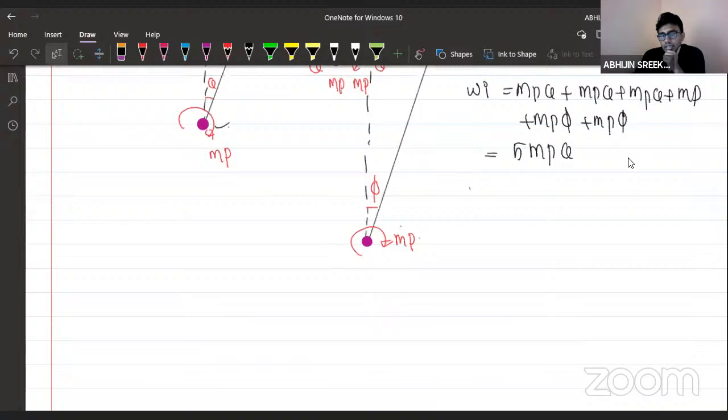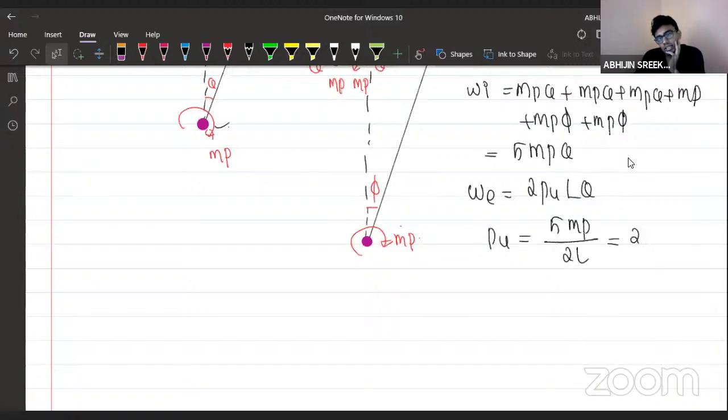And external work done will be equal to 2 PU L theta, that is PU into L theta plus PU into L theta. So from this I can say PU will be equal to 5 MP divided by 2L, or I can say 2.5 MP divided by L.